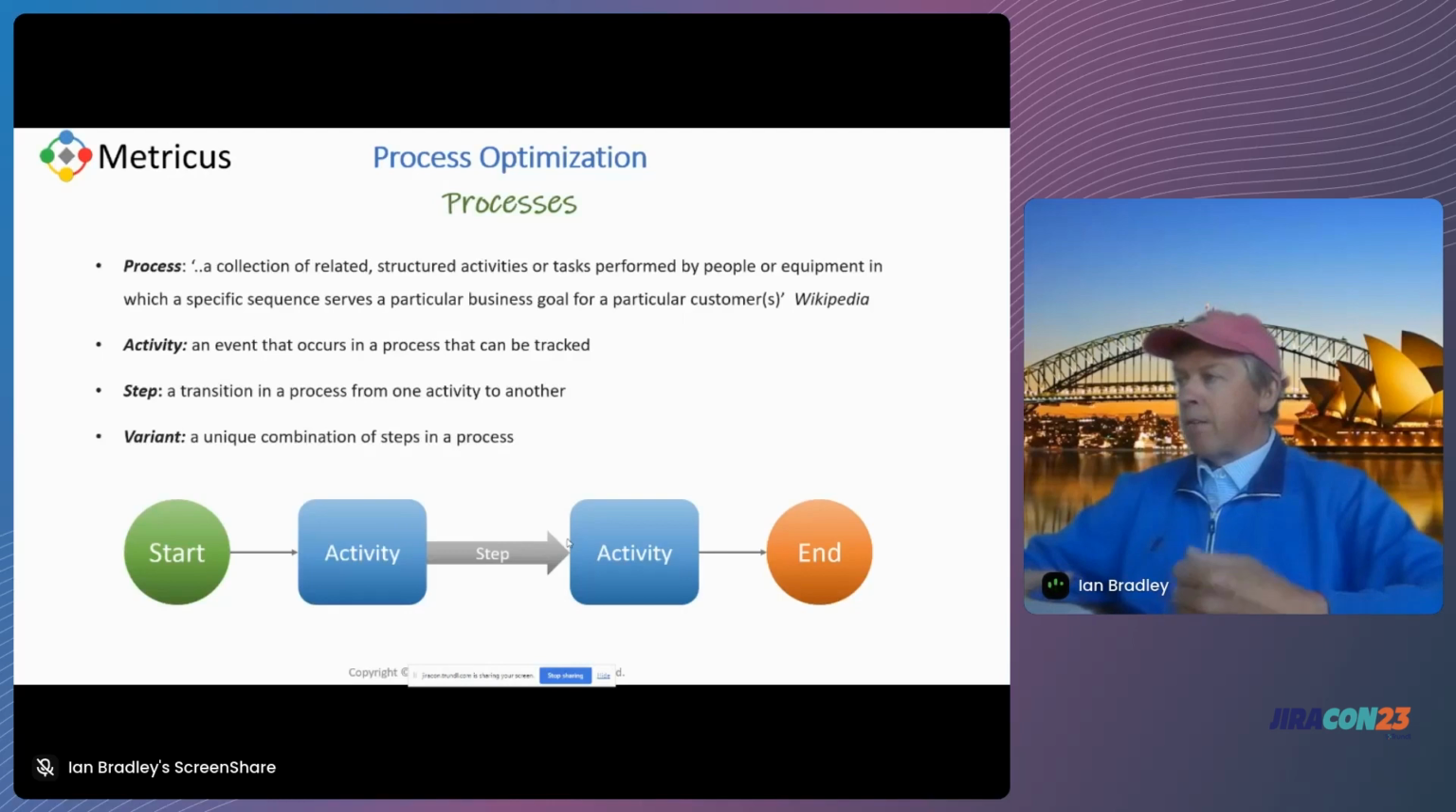Then we have variants. A variant is a unique combination of steps in a process. You might have a workflow, and we'll get to workflows, that looks like there should only be a handful of variants. I have seen incident management processes with over 2,000 variants. So they're combinations of steps. Right, so that's just some terminology.